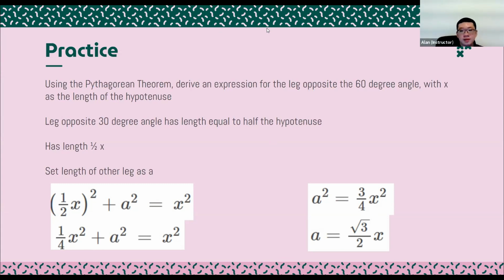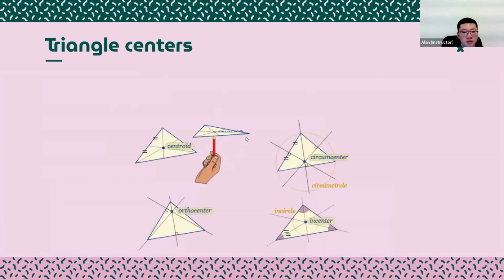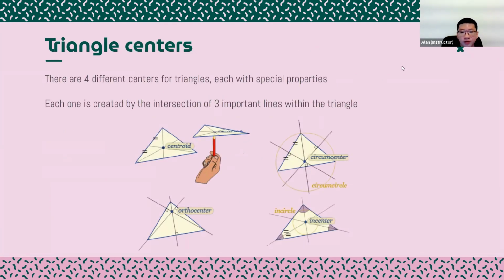Alright, so I think that's been 8 minutes of break, so now we're going to continue and move on. So now we're going to talk about the different centers of a triangle. You'll need to know 4 different centers, and each of them has some special properties. And all of them are created by the intersection of 3 lines in the triangle.